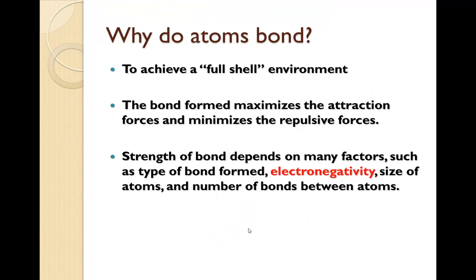So why exactly do atoms bond? And this is to achieve a full shell environment, so to be like a noble gas, to be more stable. The bond formed maximizes the attractive forces and minimizes the repulsive forces in the process. And the strength of the bond depends on many factors such as the type of bond formed, electronegativity, the size of the atoms, and the number of bonds between the atoms.